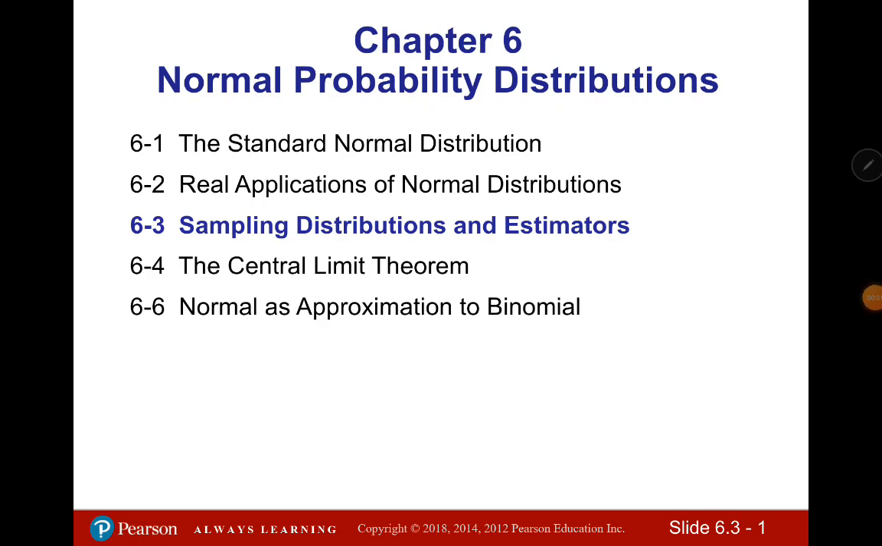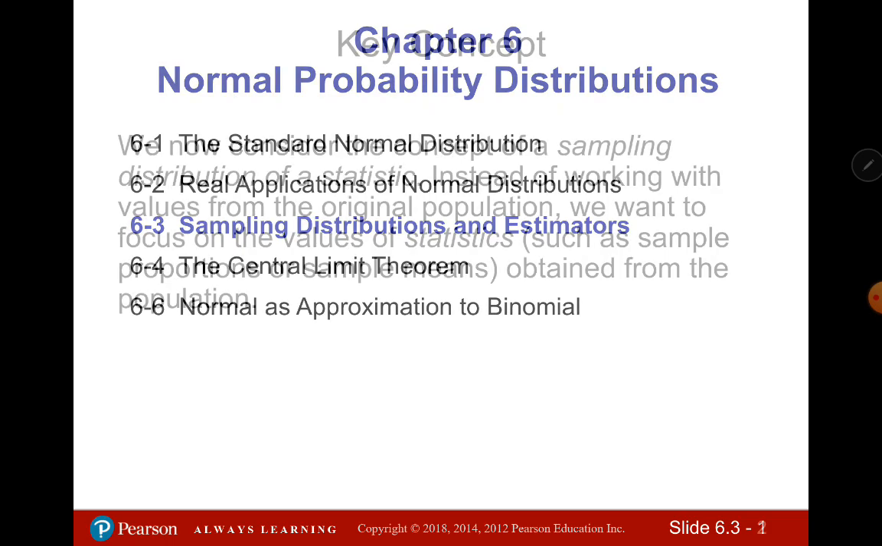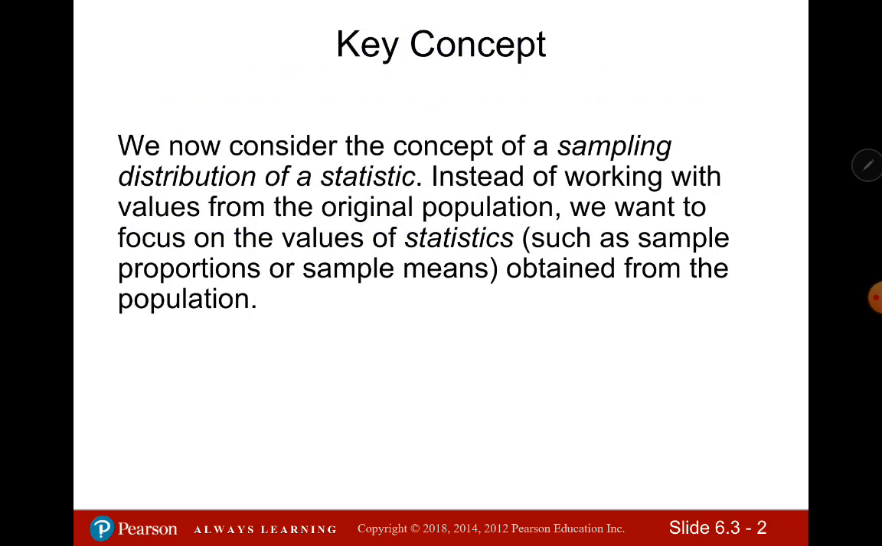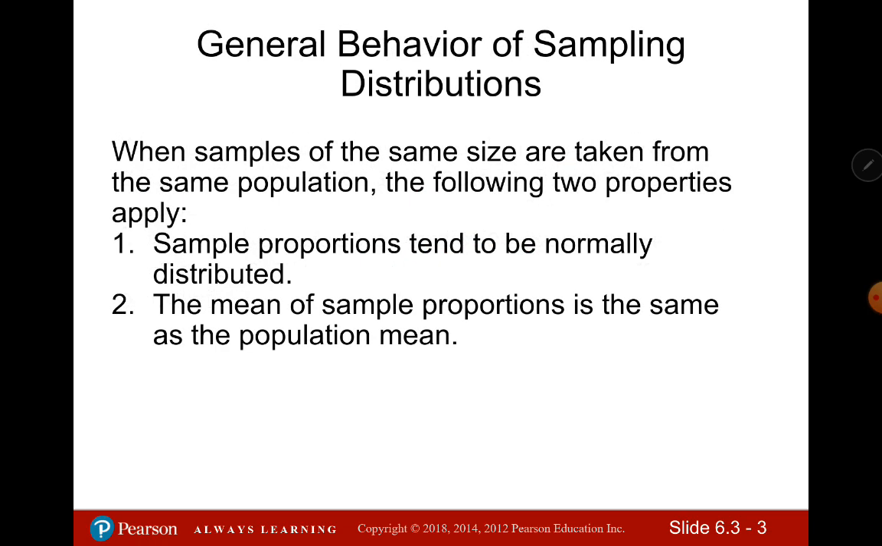So this section 6.3 is about the sampling distributions and the estimators, which means we will focus on the statistics, not the original values directly from the population. So we will consider the sampling distribution of a statistic. So we will focus on the statistics. Statistics are the estimators.